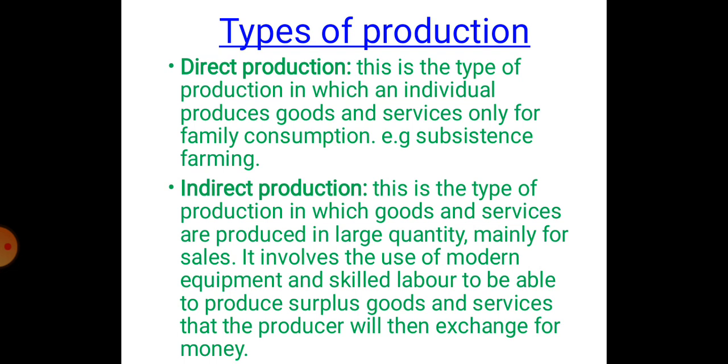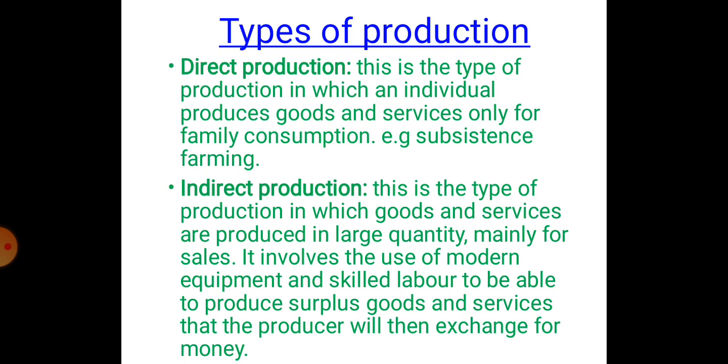An example of direct production is subsistence farming. A subsistence farmer only cultivates land for himself and his family members. He does not sell whatever he harvests at the end of the day under this type of production.